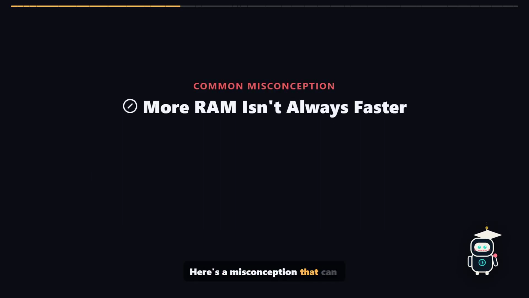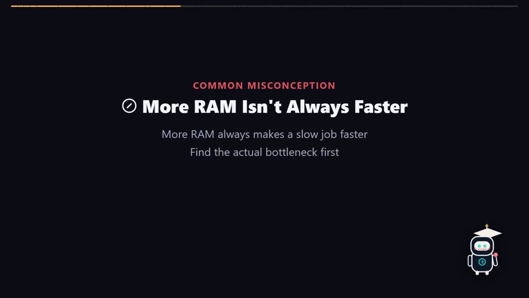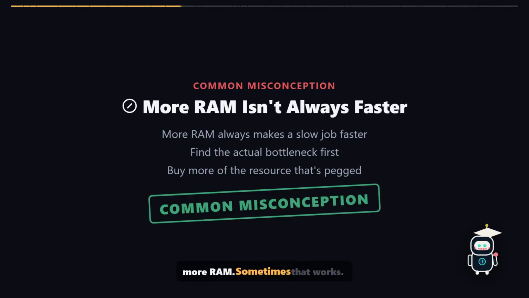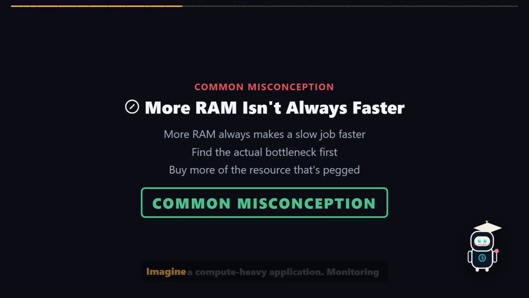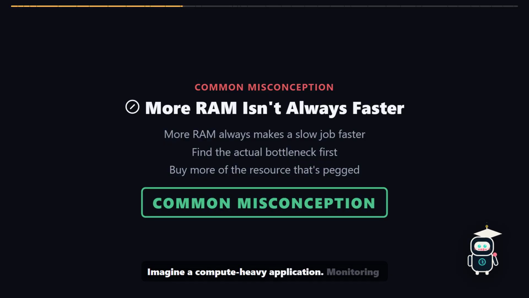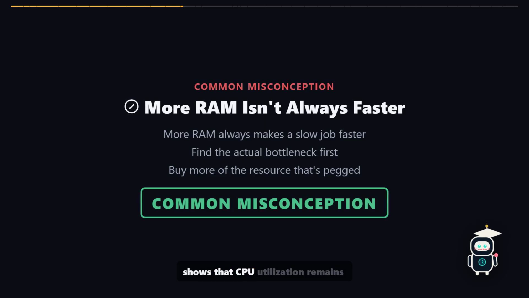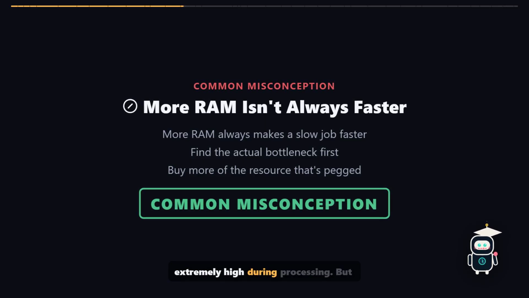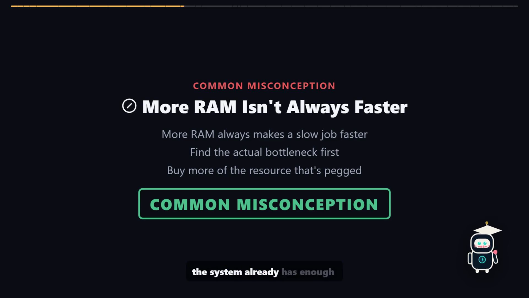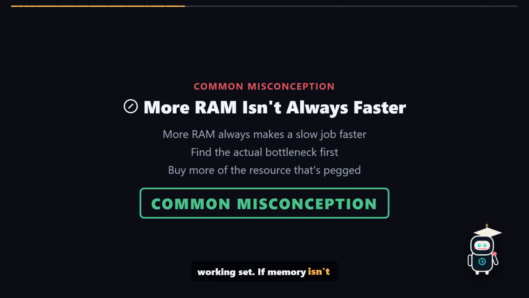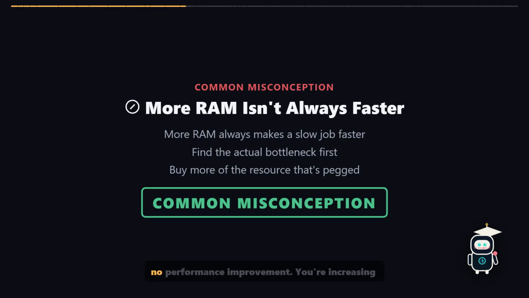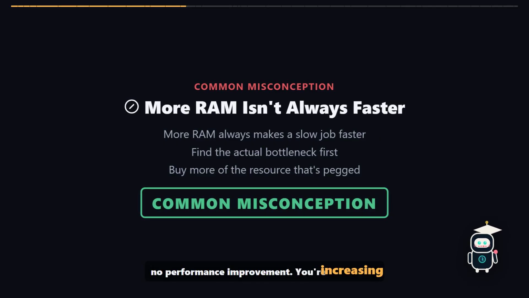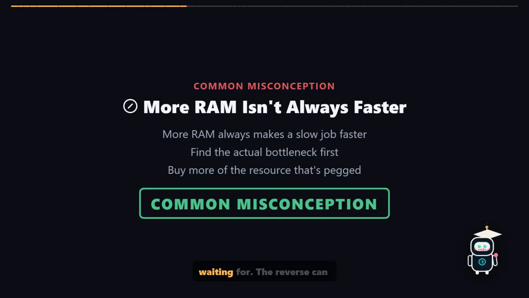Here's a misconception that can cost teams money. A server is slow, so give it more RAM. Sometimes that works. Sometimes it changes almost nothing. Imagine a compute-heavy application. Monitoring shows that CPU utilization remains extremely high during processing, but the system already has enough available memory for its active working set. If memory isn't the constraint, simply adding more RAM may provide little or no performance improvement. You're increasing a resource the workload wasn't waiting for.